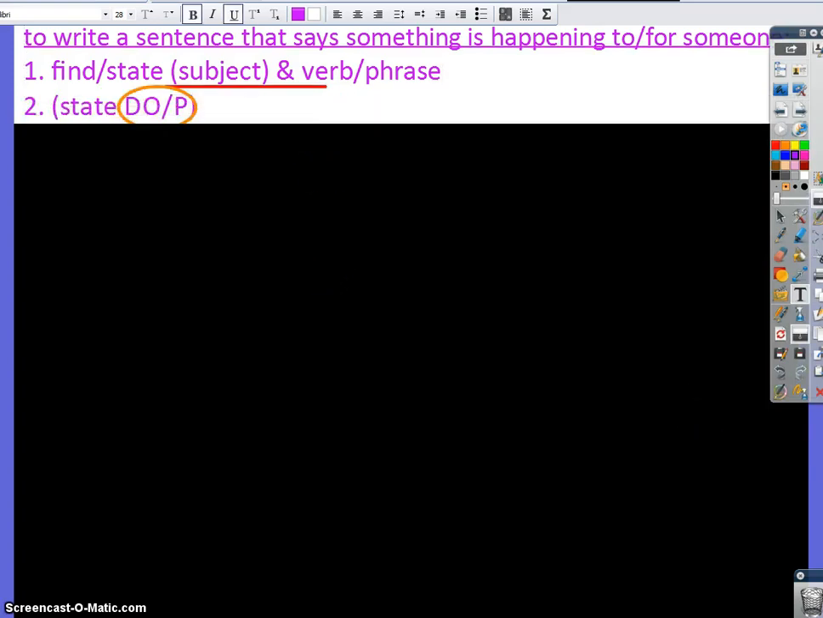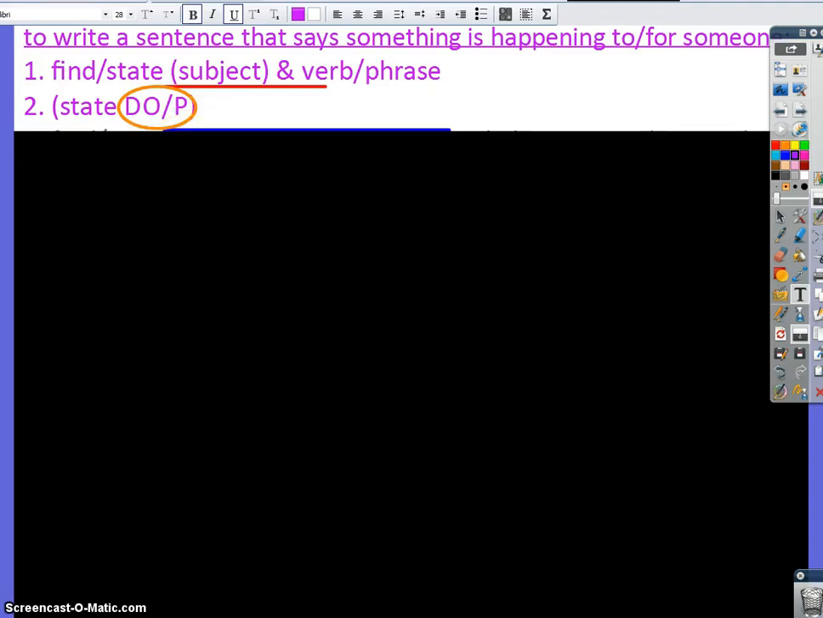Step 2. State the DO, the direct object, or the direct object pronoun. I have this in parentheses as well because I suppose there might be times when you don't have a direct object, but typically if you have a sentence with an indirect object, it's also going to have a direct object, but it's in parentheses because you might not, like in sentences with gustar. And I have a circle around that because you guys already know from our direct object notes that is how we label direct objects and direct object pronouns.